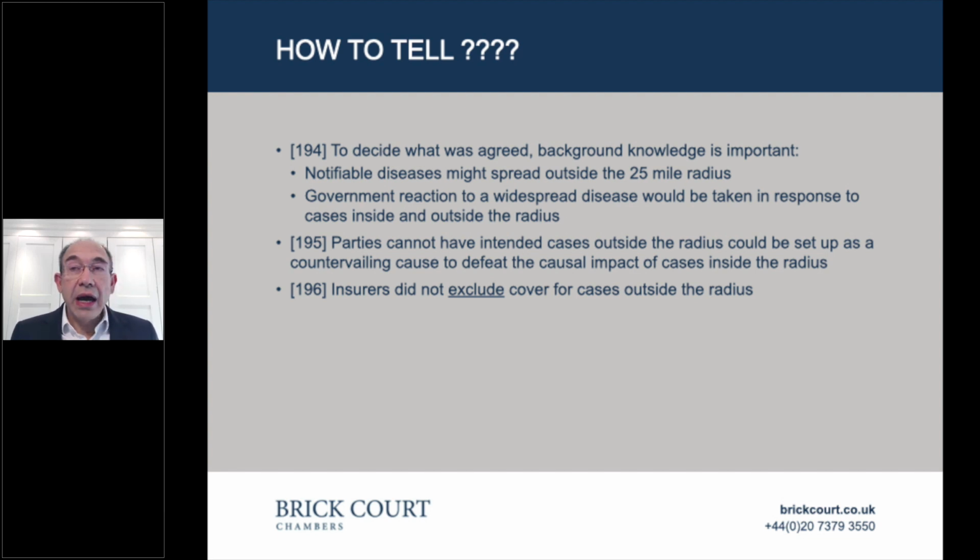uninsured but similar causes? And here the Supreme Court then brings in the background matters which were so important in the decision at first instance. They point out that the parties to the contract can be taken to have known that a notifiable disease might spread outside the local radius. They say that it could also be taken to know that government reaction to a widespread disease might be taken to cases both in and out of the radius. And they can't possibly have intended that in such circumstances, the insurers would be able to set up cases outside the radius all over the country as a countervailing cause to defeat the causal impact of cases within the radius. And they also point out that insurers do not expressly exclude cover for cases outside the radius. Next slide, please.